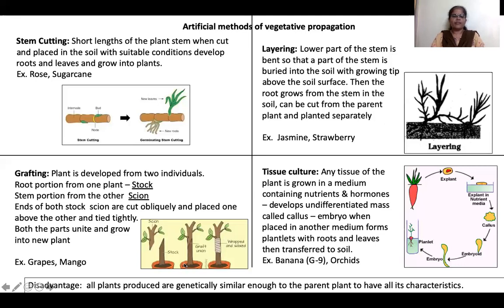In grafting, this root portion is called the stalk. Most of the time it will be a wild variety stalk. Wild variety, because it is resistant to most of the pathogens and diverse adverse climatic stresses. Usually the stalk will be from a wild variety and it will be thick. The stem portion is called the scion, and the root portion is called the stalk.